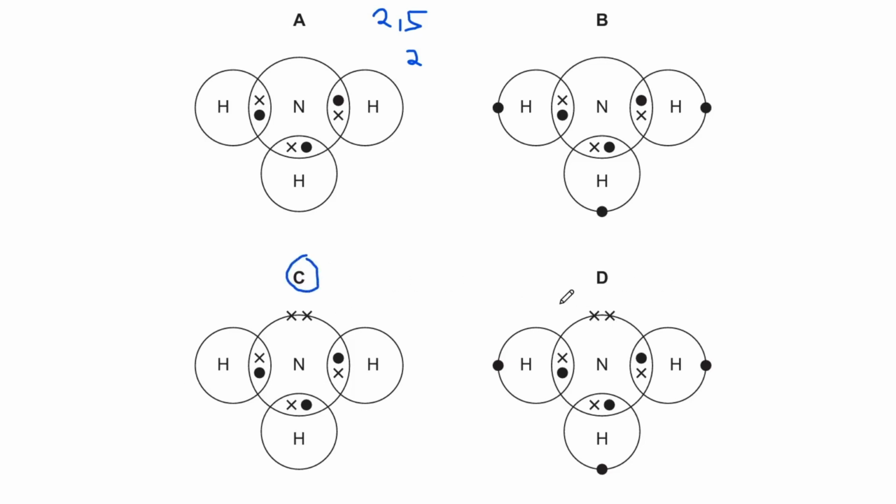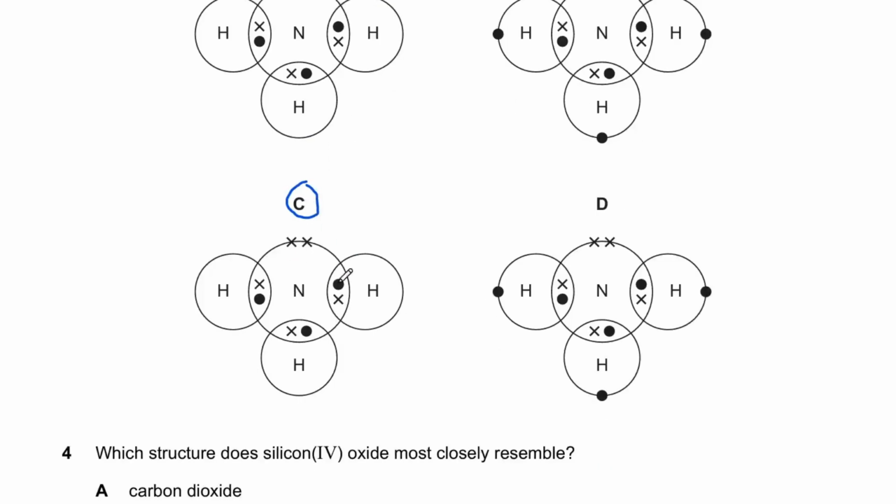Why is D not the correct answer? D is not the correct answer because even though the nitrogen has a complete shell, the hydrogens do not have a complete shell. They are supposed to have 2 electrons only, because remember the first shell can take a maximum of 2 electrons only. But here, the hydrogen is having 1, 2, 3, 3 each, which is wrong. That is why D is not the answer. So C is our correct answer.